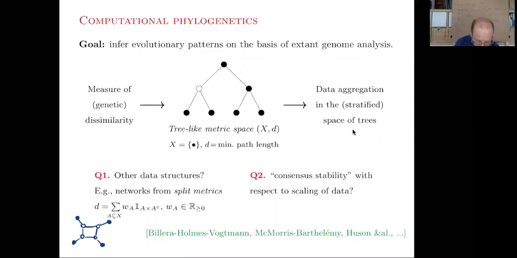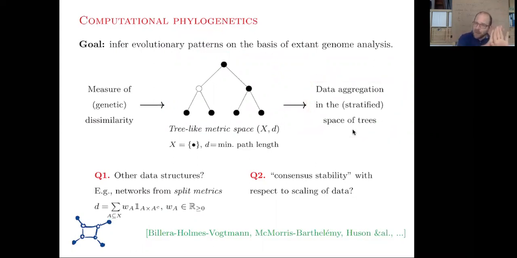So the first question is, can I do this game with metric spaces that are not trees? And for metric spaces that are not trees, it's not practical to look at this graph, right? I'll explain later. So this is the question I will address later on. But first, I want to address the second question. Let me explain it.